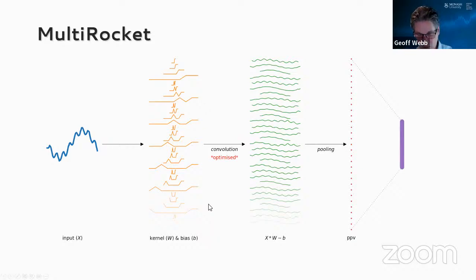And I won't show results for the comparison, but the accuracy is, if anything, very slightly better than the original Rocket. And the main reason for that is because of the improved bias mechanism.